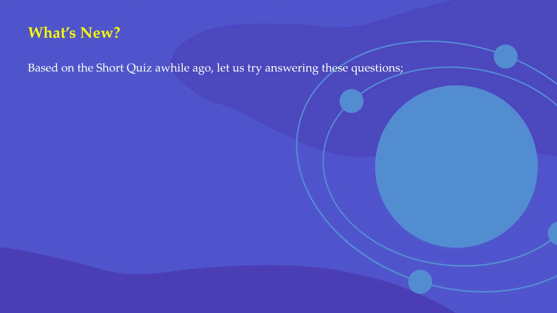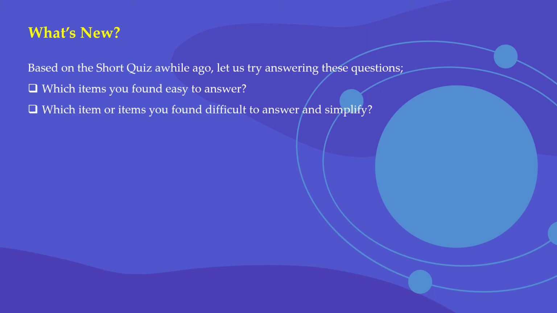Okay, so to move on, what's new? Based on the short quiz a while ago, let us try answering these questions. Which items did you find easy to answer? Maybe you could answer items 1 to 5. Which item or items did you find difficult to answer and simplify?